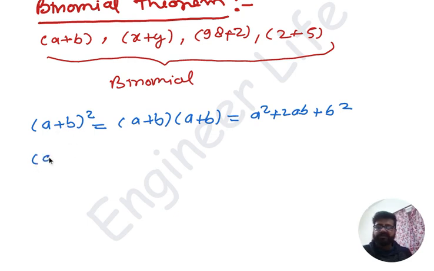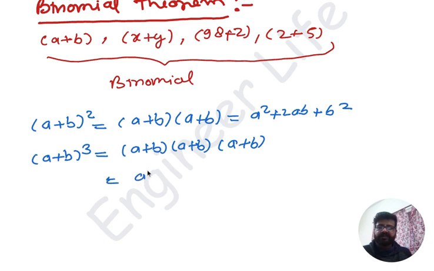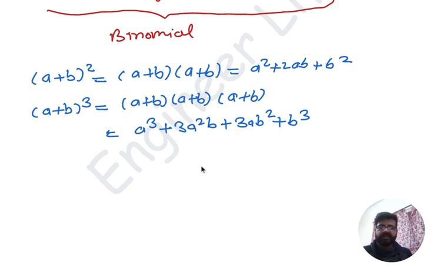Now if I ask you to find the value of a plus b whole cube, then you will multiply a plus b, a plus b, and a plus b, and the value will become a cube plus 3a square b plus 3a b square plus b cube. So this is the value you will get.